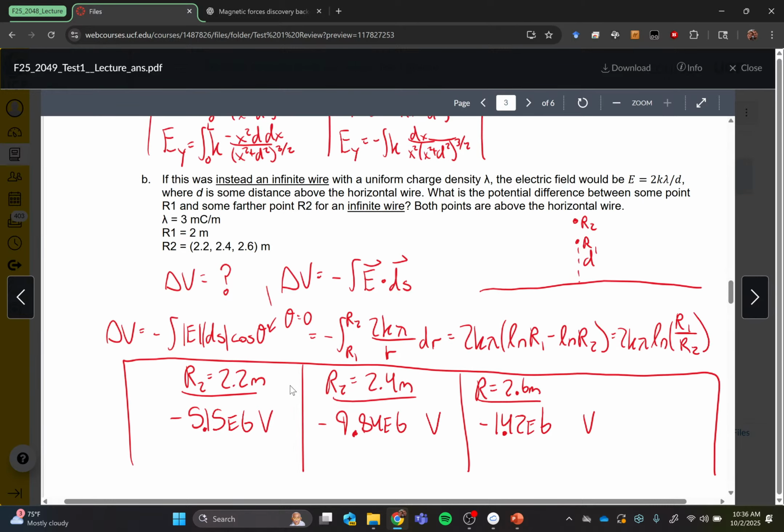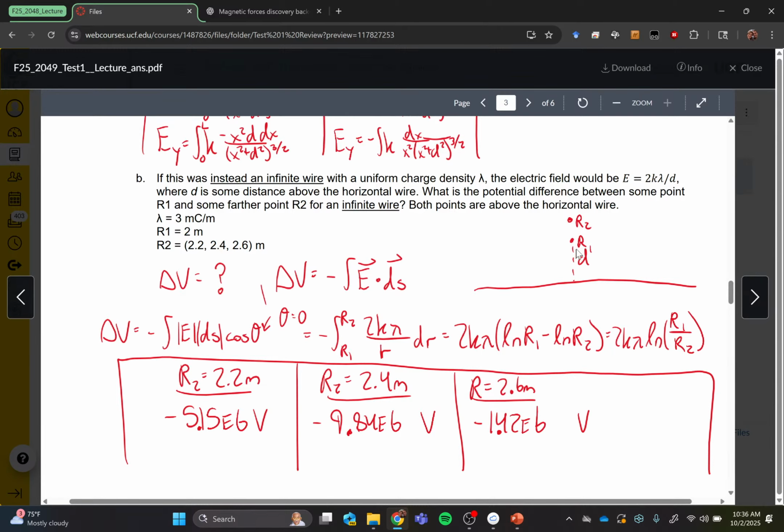All right, this one, a lot of people struggle with the picture. The key here was the last sentence: both points are above the horizontal wire. So when you draw your picture, you should draw both points above the horizontal wire. I see a lot of people putting them on it.